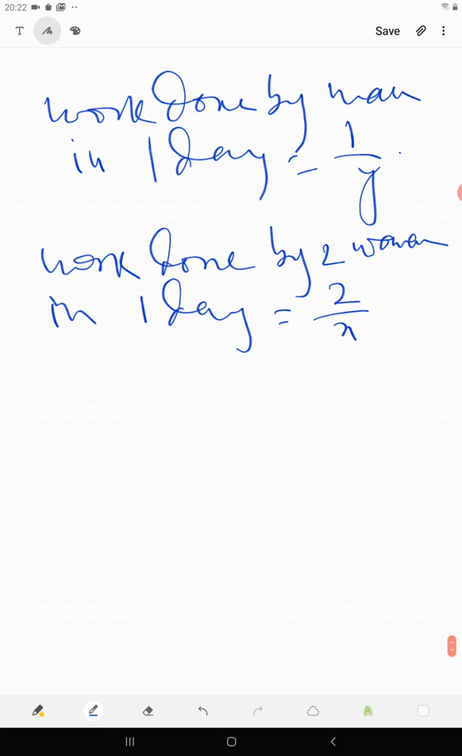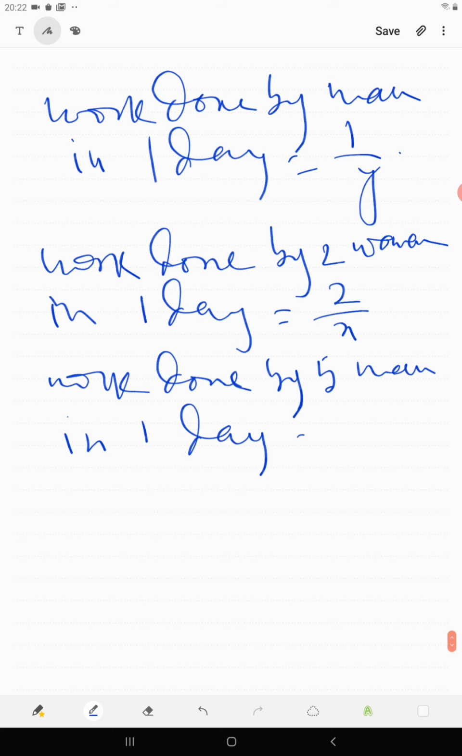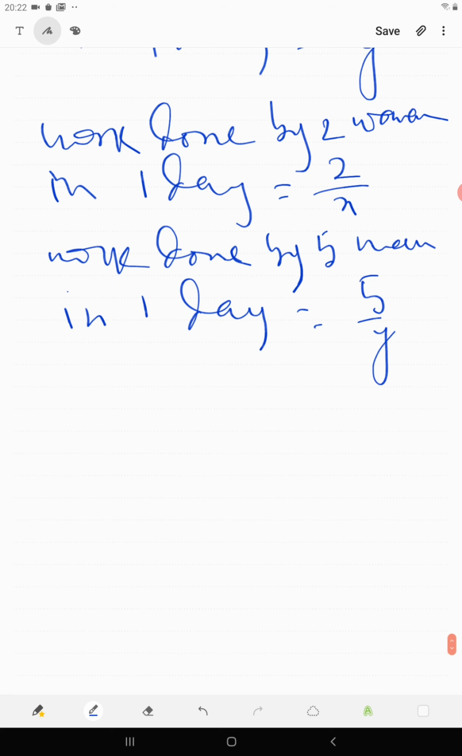Similarly, how many men are there? 5 men. So work done by 5 men in one day is 5 by Y. Very simple, because the work done by one man in one day is 1 by Y. So for 5 men, it will be 5 into 1 by Y, so 5 by Y.